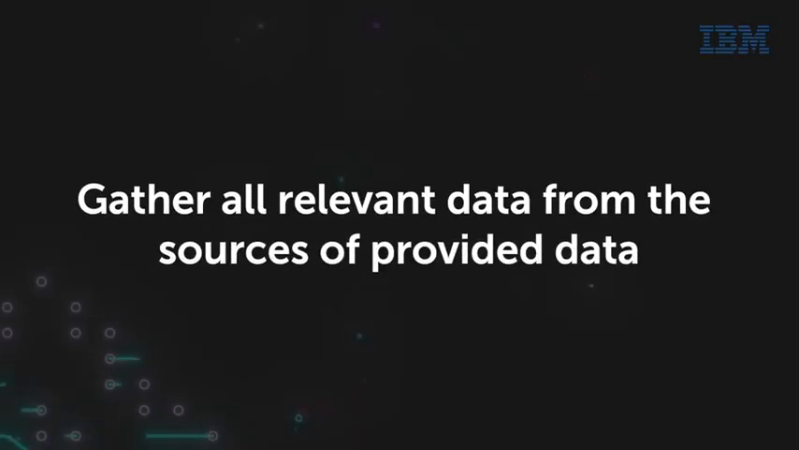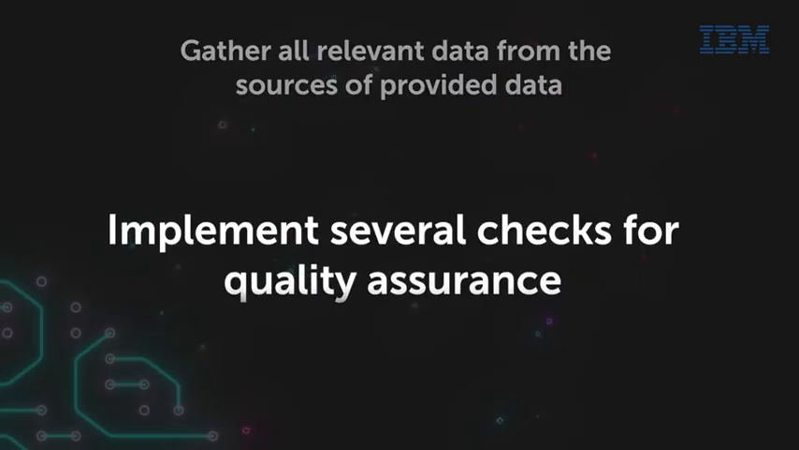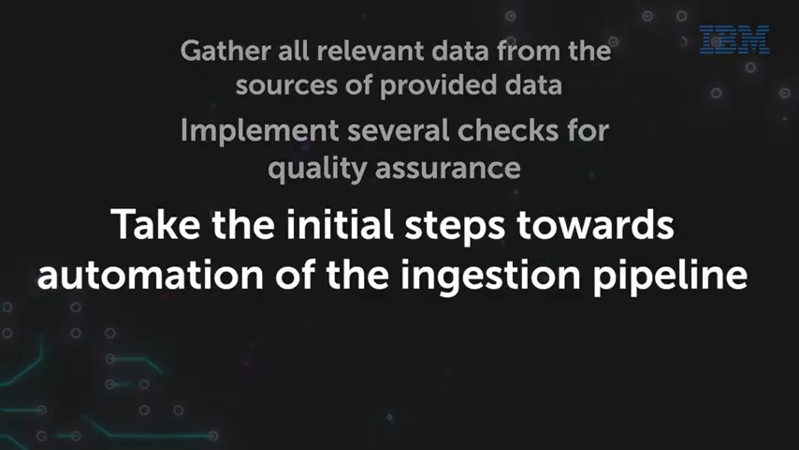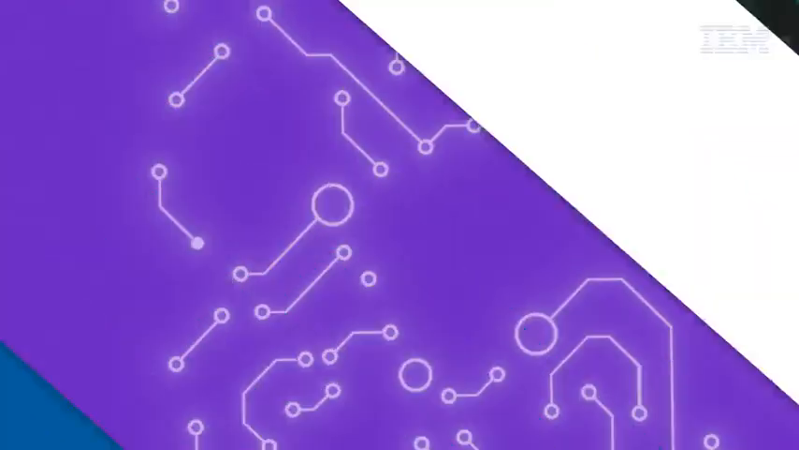With this question in mind, it is time to get on with implementing a data ingestion pipeline. There are 3 parts to the case study. Gather all relevant data from the sources of provided data, implement several checks for quality assurance, and take the initial steps towards automation of the ingestion pipeline. You will be provided a SQL database that contains customer information and another file that contains user activity data. The general idea is to stage the data in a way that will allow you to investigate customer churn and subsequently the factors that contribute to the unique market situation in Singapore.